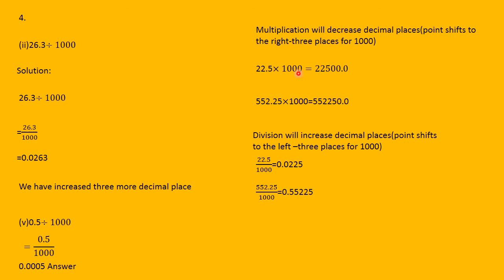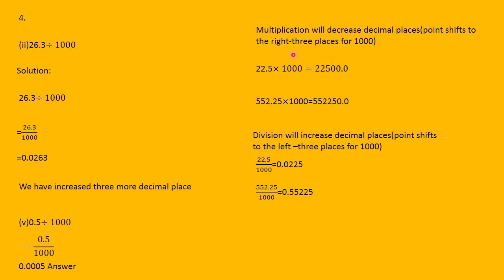Alright. Again, you are observing here 22.5 into 1000. If you are multiplying it by 1000, what is happening? You have to add 3 zeros to the right of the number. So 225, add 3 zeros, and put a decimal point only after one number. So 22500.0. Alright. So what happened to the decimal number? There is no decimal number here.